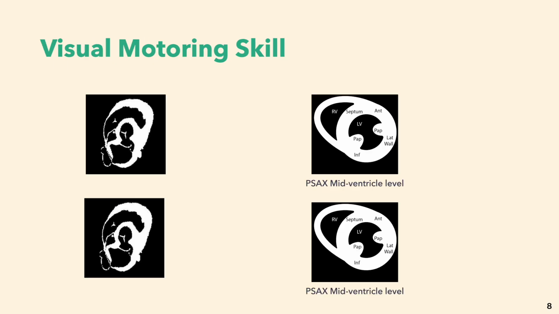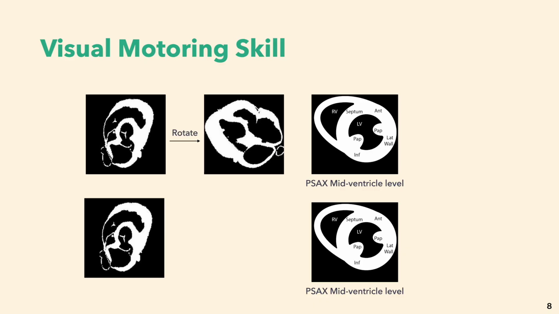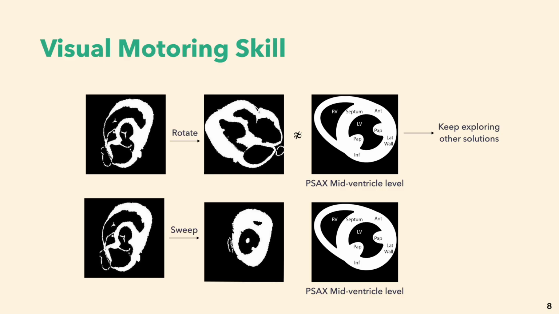Second, visual motor skill is essential for identifying the correct movement. As trainees adjust the probe, they continuously assess whether the obtained image aligns with a visual exemplar. For example, if rotation moves the view further away from the target parasternal short-axis view, trainees must recognize the misalignment, switch strategies, and continue exploring. Conversely, if sweeping brings the image closer to the parasternal short-axis view diagram, they should persist in that direction and stop once the view is mostly aligned.